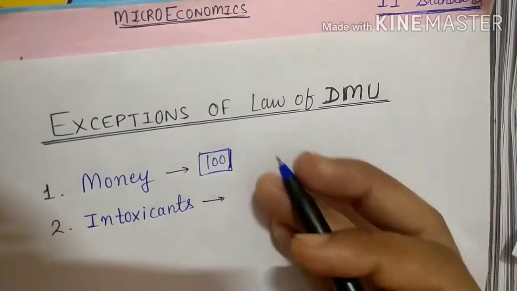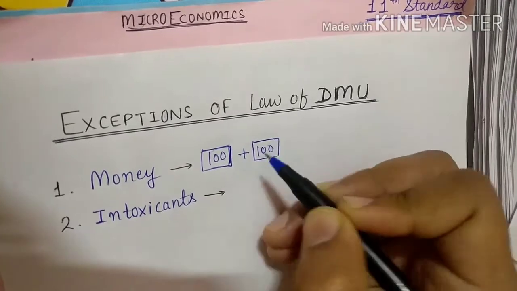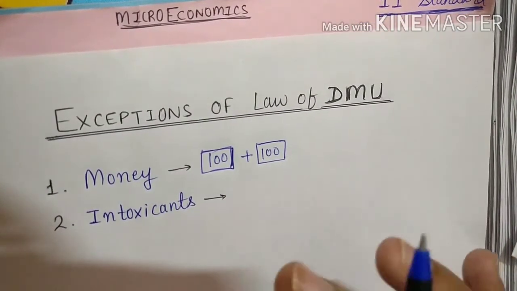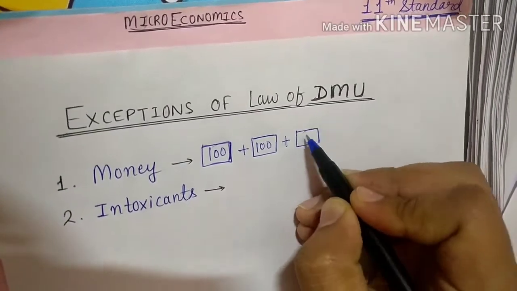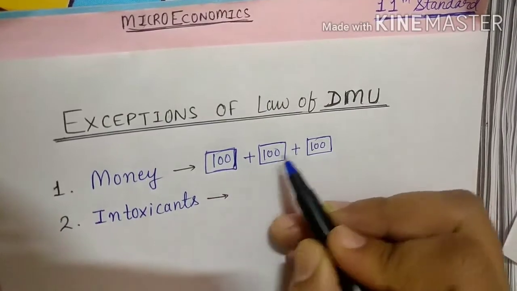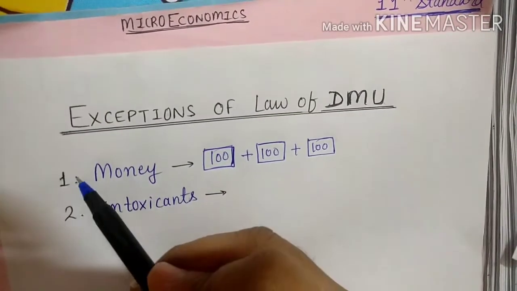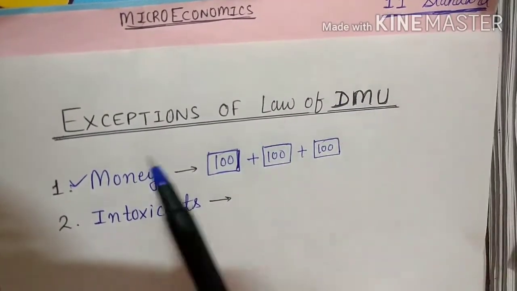So you are feeling good. Now you get one more 100 rupees note. What will happen? Will your satisfaction decrease? No. In this case, your satisfaction will not decrease. But you want more. You will say, give me more money. So the satisfaction from each successive unit will give you more satisfaction. It will not decrease here. So in case of money, the law of diminishing marginal utility does not apply.